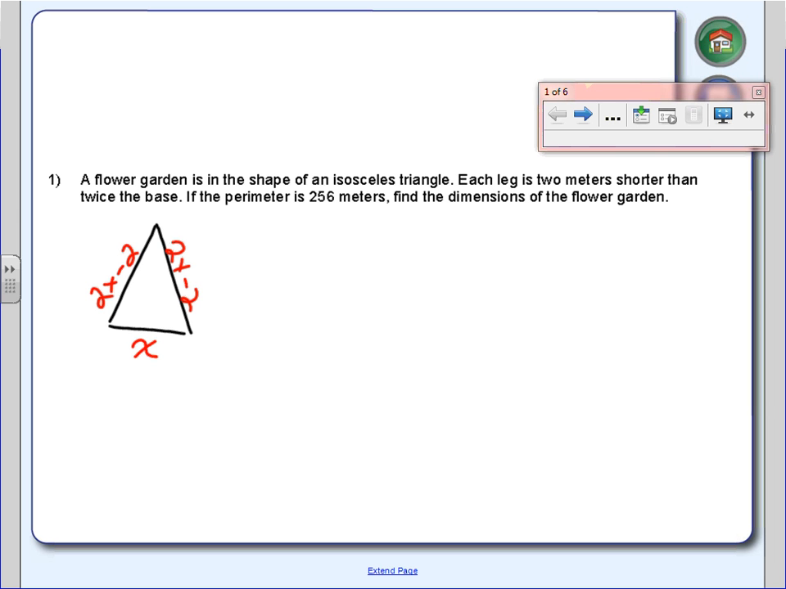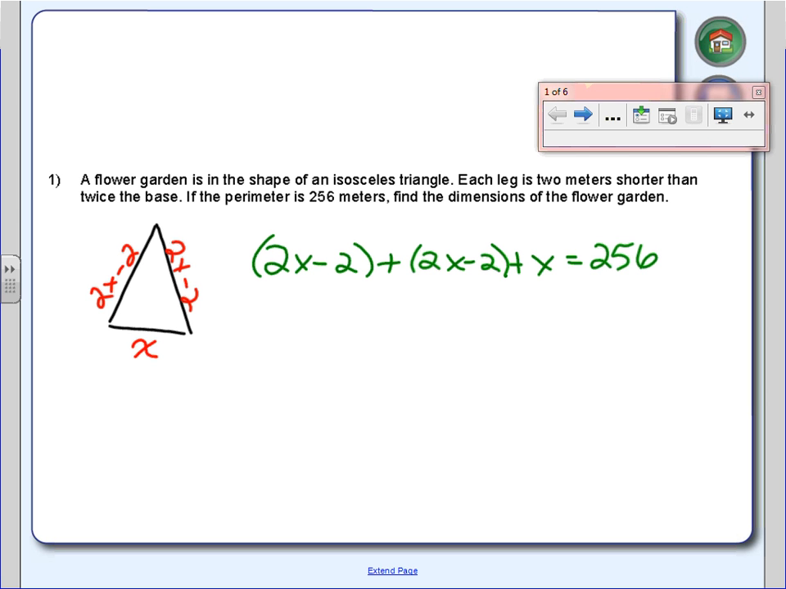Now it says that the perimeter is 256 meters. Find the dimensions of the flower garden. How do you find perimeter? By adding up all the sides. So that's what I'm going to do here. I'm going to take all the sides and add them up. There's one leg, there's the other leg, plus the base. All of that equals 256.